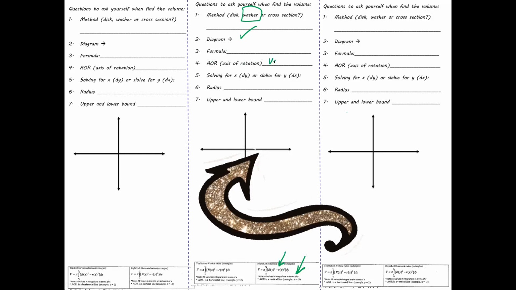My axis of rotation is vertical, and it is a line that goes up and down. I'm going to be solving for everything with x equals in terms of y. My radius is going to be a horizontal radius, and I'm looking at capital R of y minus lowercase r of y. And my bounds are going to be y2 and y1, like so.